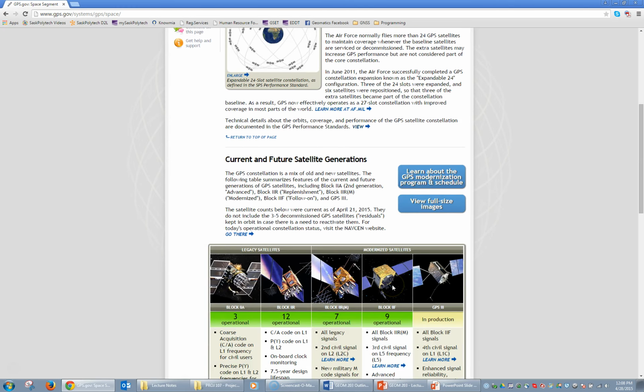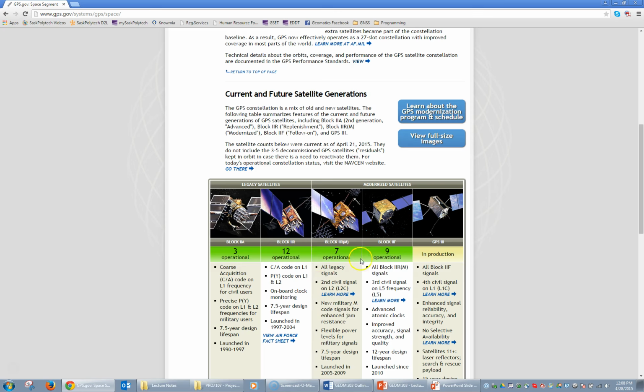Okay, and so here you go. Here's the information about what's currently in operation. There are three Block 2A satellites that are operational, 12 Block 2R, 7 Block 2RM, and 9 Block 2F. And again, GPS 3 is the next. There probably will be a couple more Block 2F launches with regards to replenishing the satellites that are in orbit before they get to Block 3.